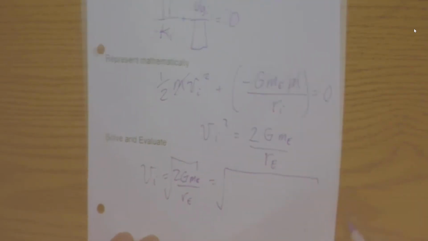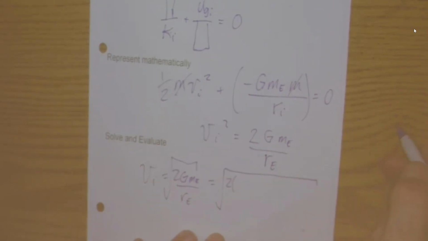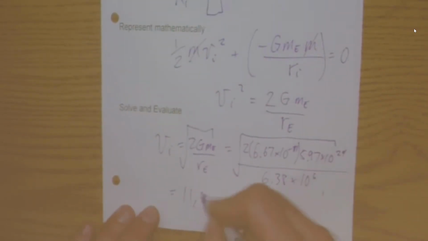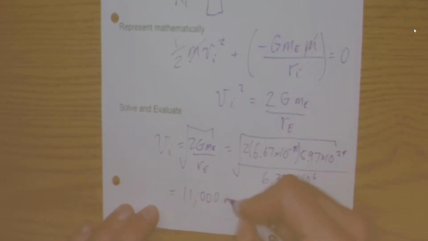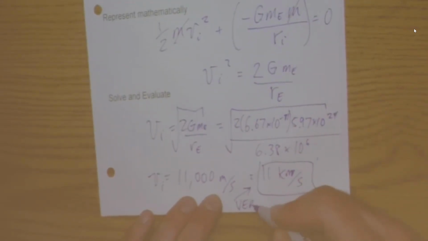You have to look up these constants on the front cover of your textbook. So it's 2 times the gravity constant, 6.67 times 10 to the minus 11, and they put it in SI units for you. Mass of the Earth is 5.97 times 10 to the 24, divided by the radius of the Earth, 6.38 according to my textbook, times 10 to the 6. And when I multiply it all out, I got 11,000 SI units, meters per second. So actually that's 11 kilometers per second. Okay, that's very, very fast.